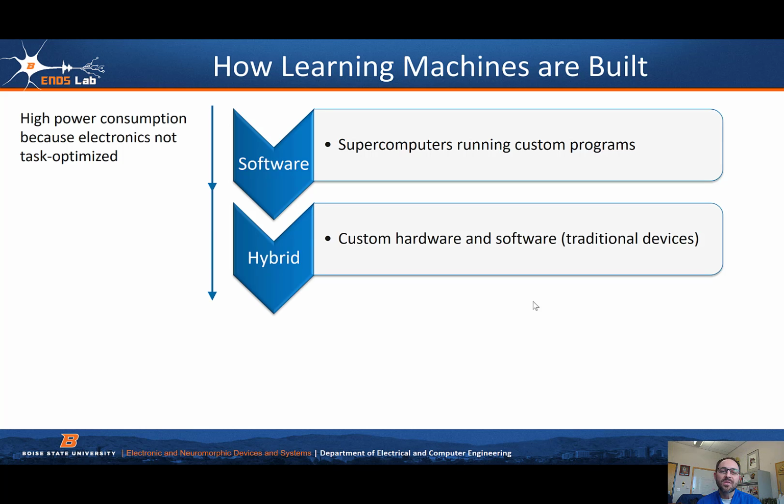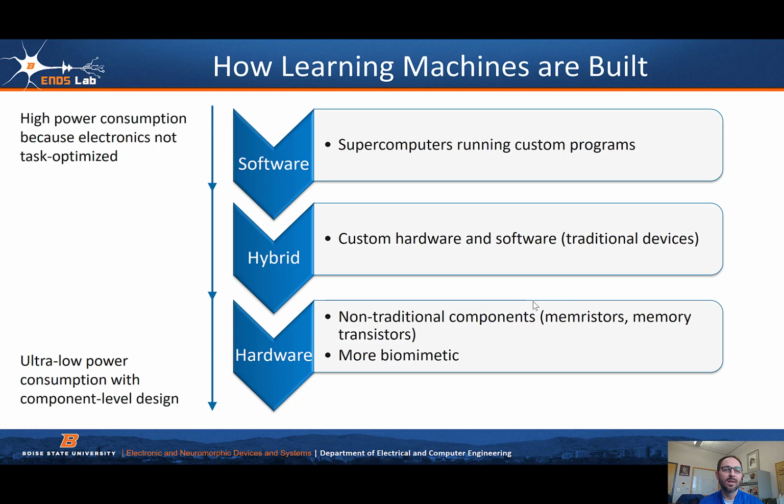A little bit farther down is a hybrid approach where you can use customized hardware using traditional devices like MOSFETs, so CMOS circuits, and run that software on customized hardware, which makes it quite a bit more efficient. There's a lot more you can do at that level when you have custom designed the hardware to fit the software. And then at the very bottom is the use of non-traditional components such as memristors or memory transistors to use physics to capture the behavioral mechanisms of the brain.